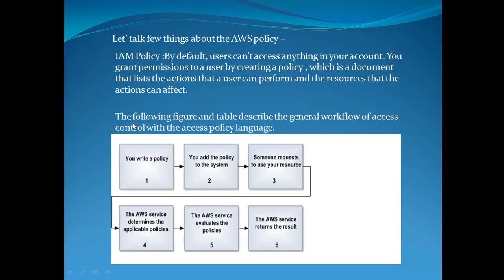You can see the following diagram. The following figures and tables describe the general workflow of access control with access policy language. When you write the policy, you have to add that policy to the system, or someone requests to use the resource, then it goes to the AWS service, determines the applicable policies, and the AWS service evaluates that policy and returns that result. So this is the flow chart of how the policy works in AWS.